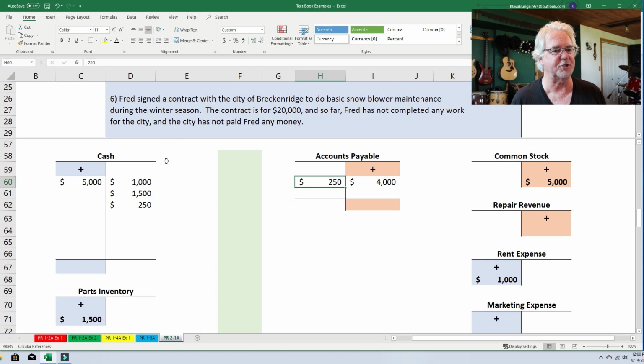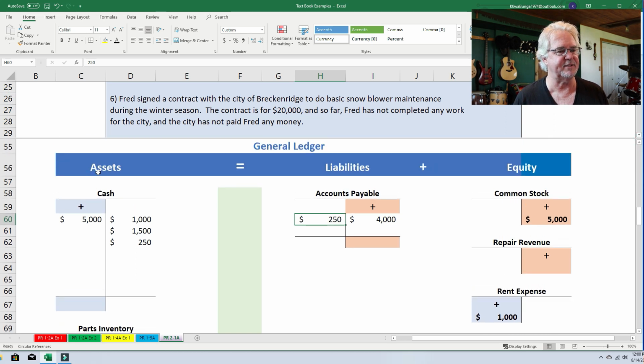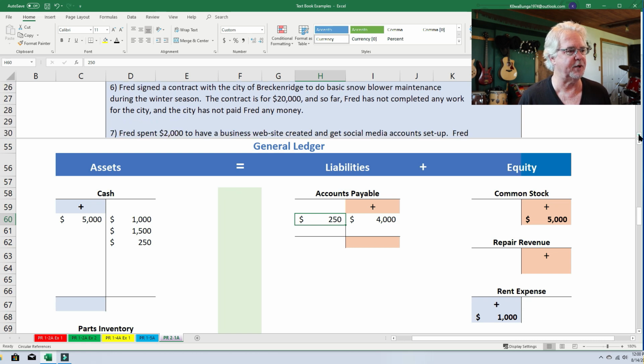So as far as our general ledger goes, and assets and liabilities and equity, we're not going to record anything. Nothing's really happened here that goes into the general ledger. No money was earned. No work was done. No money changed hands. So there you go.